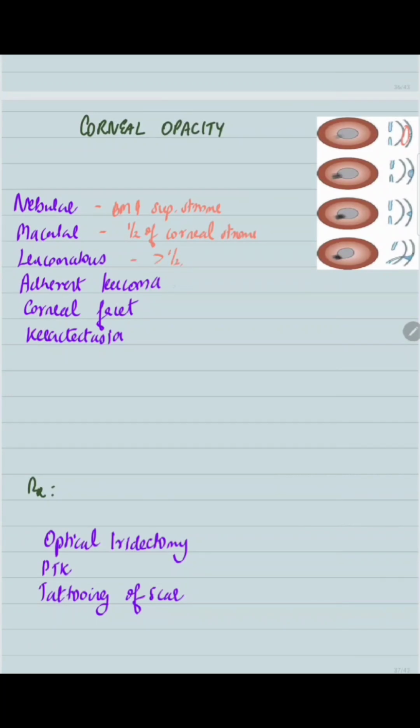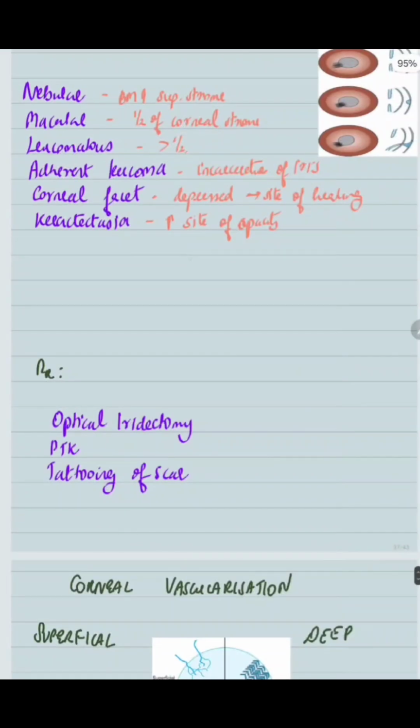Adherent leucoma is when healing occurs after perforation of the cornea with incarceration of iris. Corneal facet is a corneal surface depressed at the site of healing. Keratectasia is when corneal curvature is increased at the site of opacity.